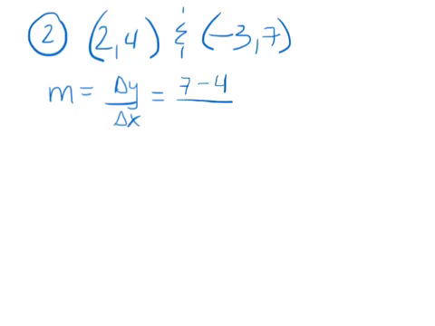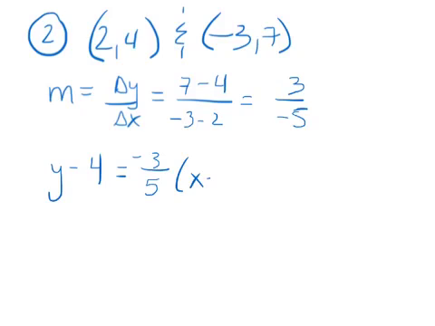So the bottom has to be now x2 minus x1. It needs to go in that order. If this is y2 minus y1, this is then x2 minus x1, which will give us 3 over negative 5. So negative 3/5 is a slope. Okay, then we can plug in like we did in the last problem and say y minus y1 equals m times x minus x1. And notice when I plugged into point slope form, I used this point up here. I could have used this point. It really does not make a difference.